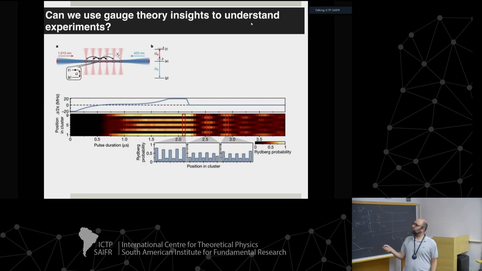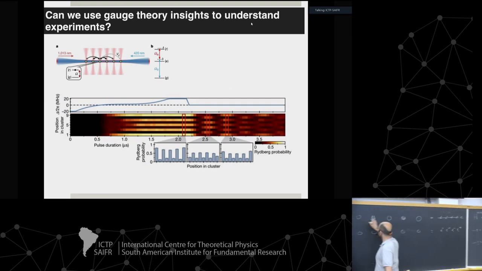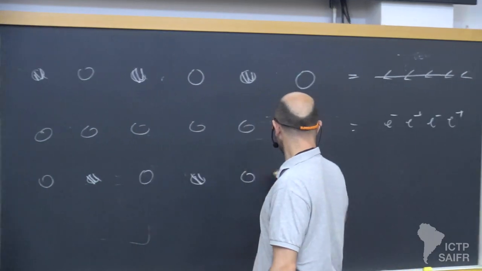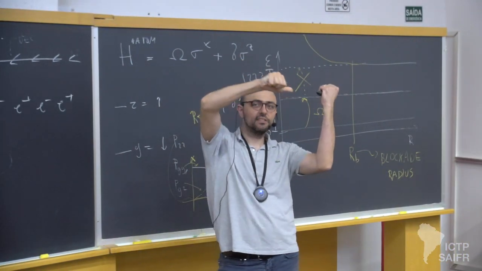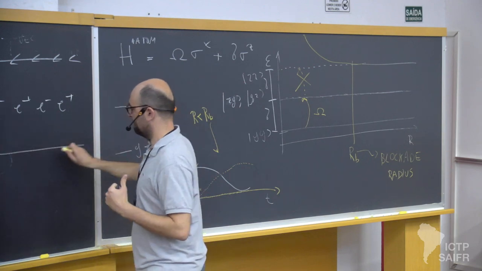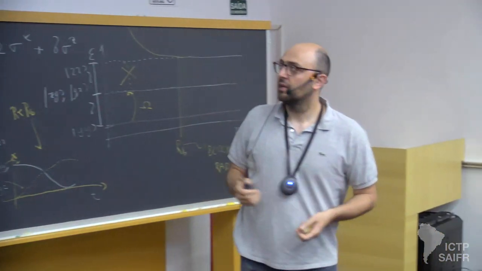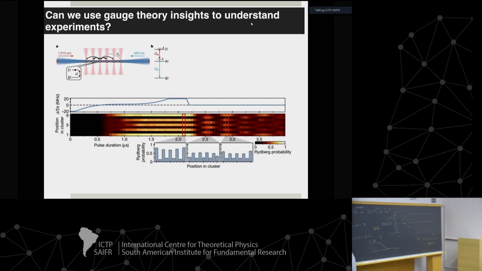But then what is remarkable in the experiment is that at some point there is a revival. But in this revival, the Rydberg probability is not the same as the beginning, but is in the opposite sublattice. Okay? So instead of having 1, 0, 1, 0, 1, 0, you have 0, 1, 0, 1, 0, 1. So what was the state in the gauge theory? It was the state with the flux in the opposite direction. This is, okay, we'll see later in the plot. I mean, this is what they've observed.